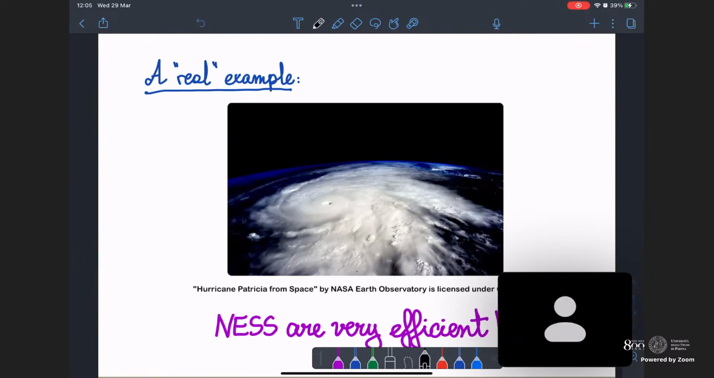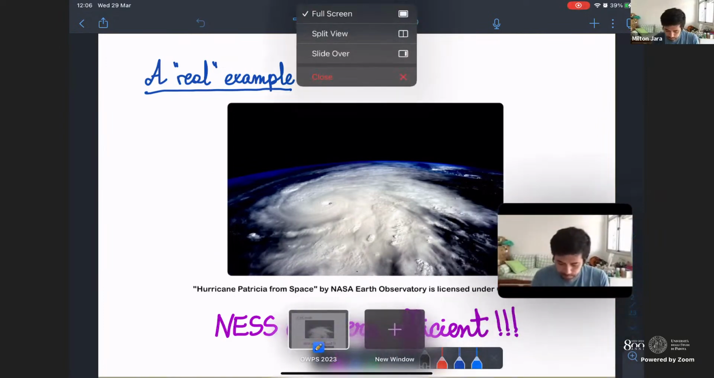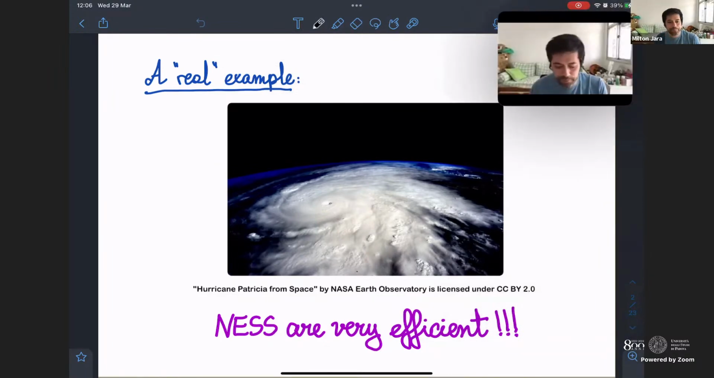So the idea is that non-equilibrium stationary states are found everywhere. In nature, in physics, you always find these non-equilibrium stationary states. And this is one example which I found particularly interesting, which is a hurricane.